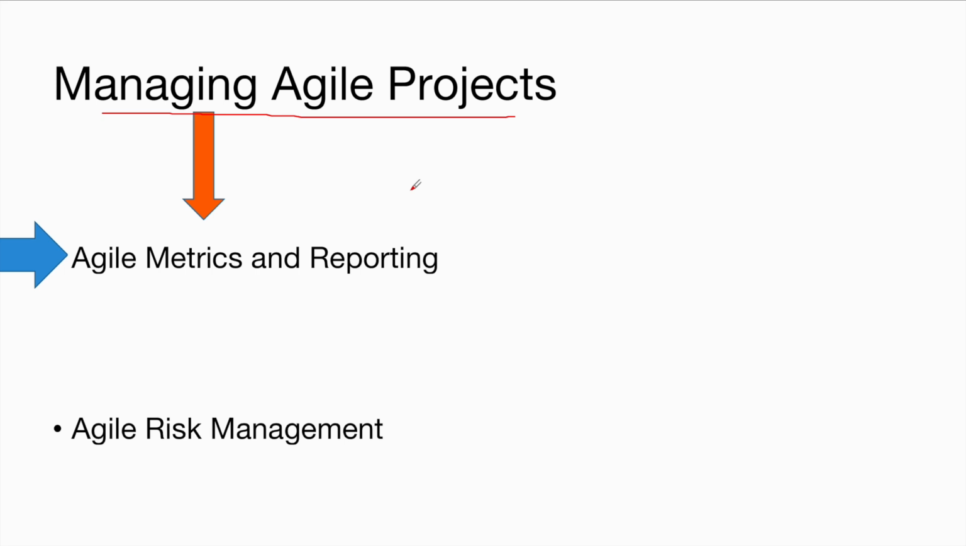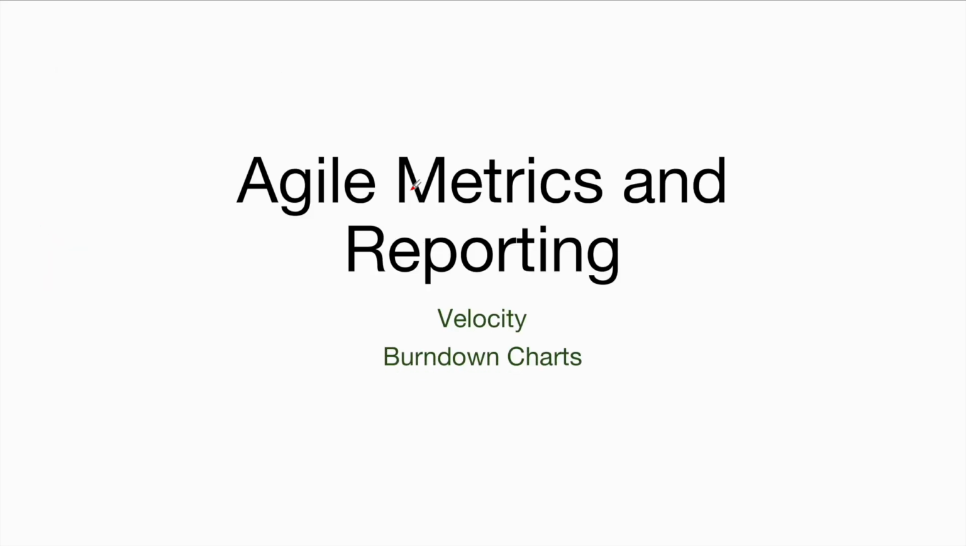Under agile matrices and reporting, there are three important matrices that we will consider. One is velocity, another one is burn down chart, another one is burn up charts. These are under agile matrices and reporting. In this lecture, particularly we will focus on agile velocity. We will understand what exactly velocity means in agile. Let us discuss in detail about velocity.